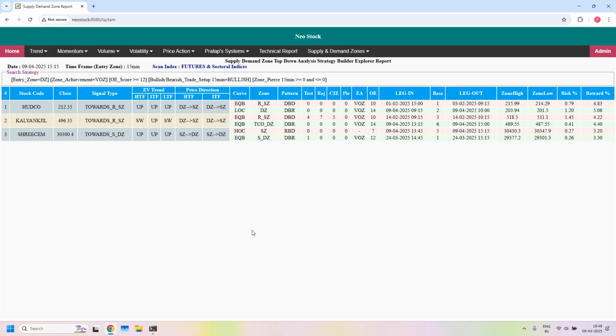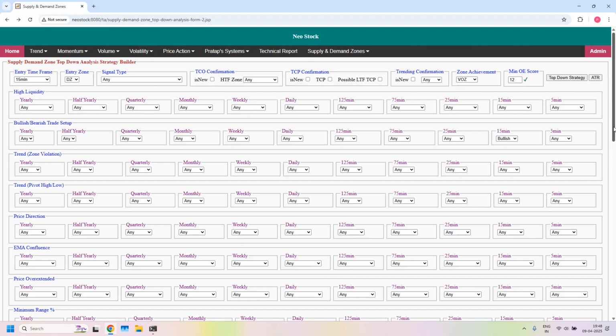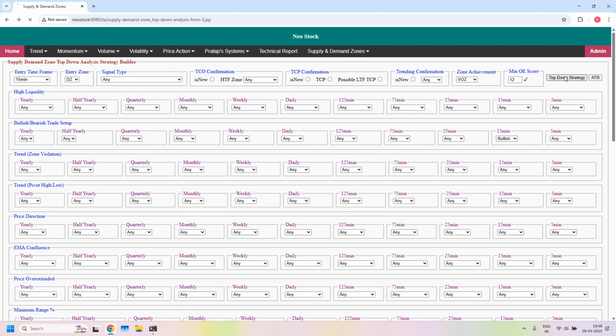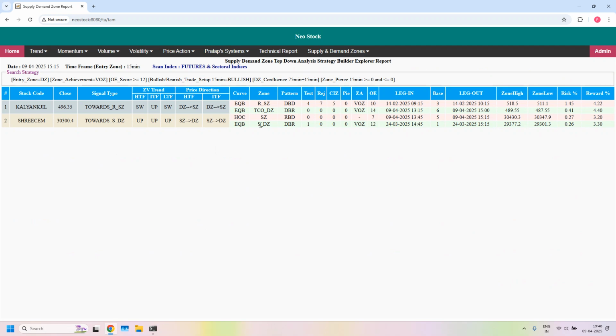Out of these 15 minute demand zones, how many have an even higher probability of success? Let us identify. The first one is LTF and ITF demand zone confluence, that is 15 minutes and 75 minutes demand zone confluence. So I am enabling the filter. With this filter, out of 3, we got 2 stocks. So these 15 minute demand zones overlapped with 75 minute demand zone. And 75 minutes trend is uptrend in both the stocks. If the 75 minute demand zone has daily EMA confluence, then the stock might have a higher probability of success. Stock means the zone.